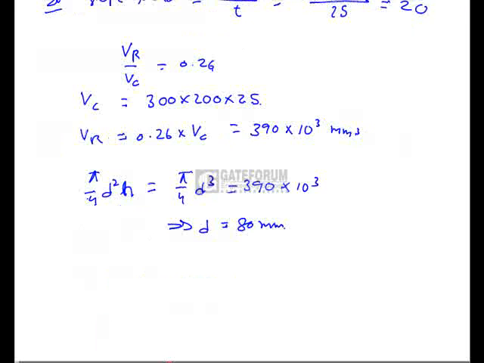And in the options, so here volume of the cylinder is equal to pi by 4 d square h, but here d by h is equal to 1, and here it is equal to pi by 4 d cube. So from this equation we can have d is equal to 80 mm, and in the options, the right option is D. D is the right answer.